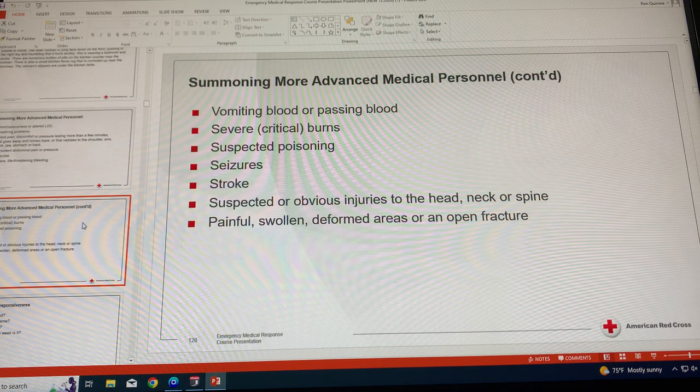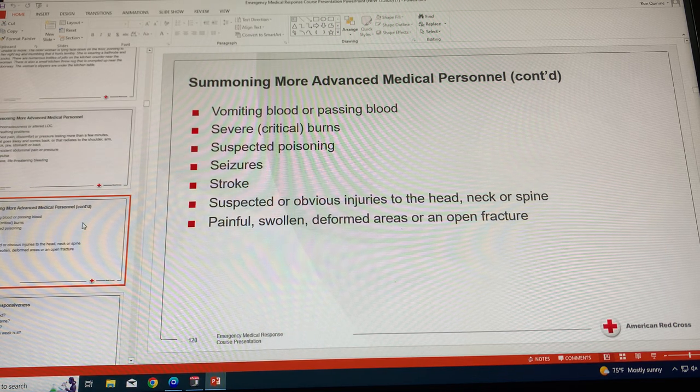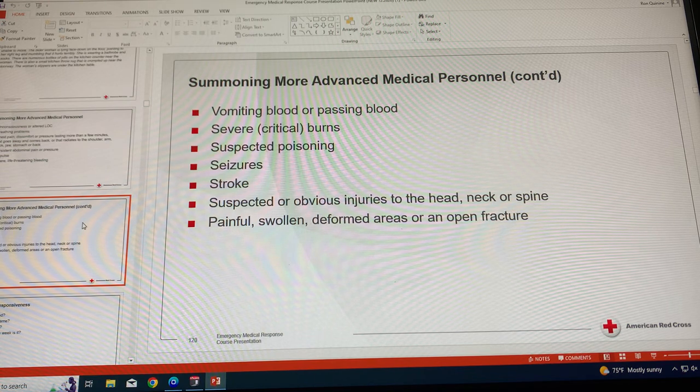So this is summoning more advanced medical personnel, continued. We have vomiting blood or passing blood. That's an indication of something serious. Severe critical burns. Suspected poisoning, seizures, stroke: sudden weakness on one side of the face, facial droop, sudden weakness on one side of the body, sudden slurred speech or trouble getting words out, or a sudden severe headache.